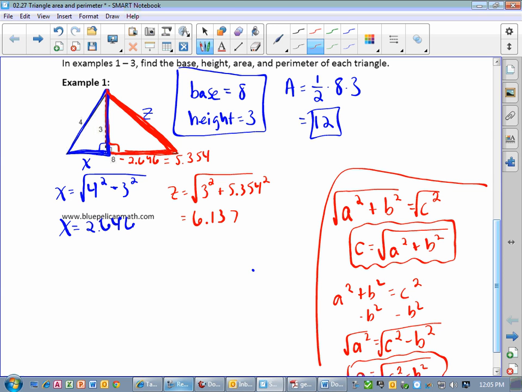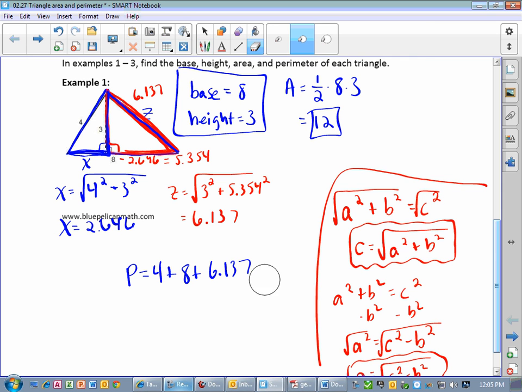Now, what was the purpose of finding that? What did we just find? We found this length right here. So this is 6.137. To find perimeter, we add up our 3 sides. This side was 4. This side down here was 8. And then this side we just calculated as 6.137. And so we get a perimeter: 12 plus 6.137 gives us 18.137.